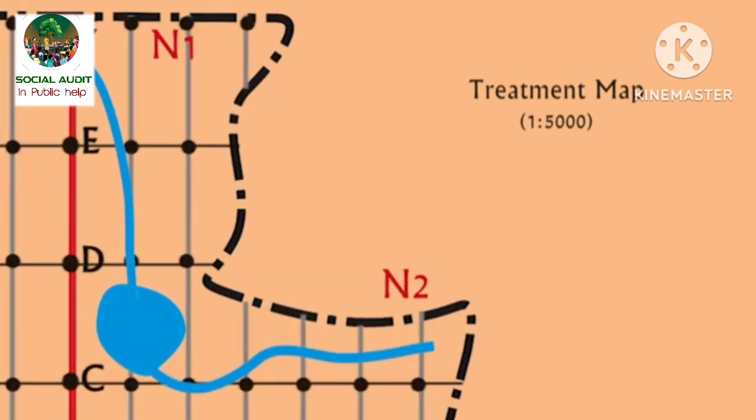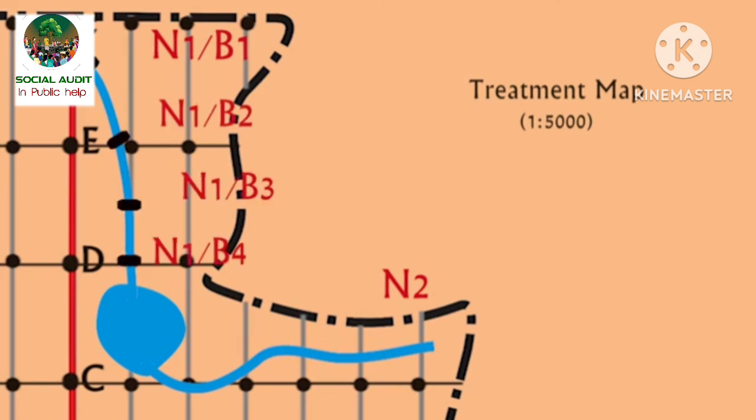The bunds should be numbered from top of the stream to bottom as Nala 1, Bund 1; Nala 1, Bund 2; Nala 1, Bund 3; Nala 1, Bund 4. Similarly, on the second stream as Nala 2, Bund 1; Nala 2, Bund 2; Nala 2, Bund 3, and so forth.